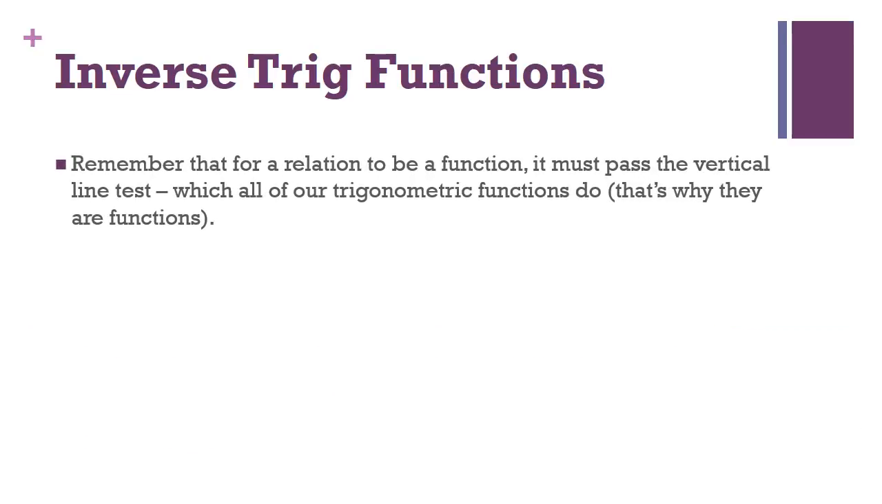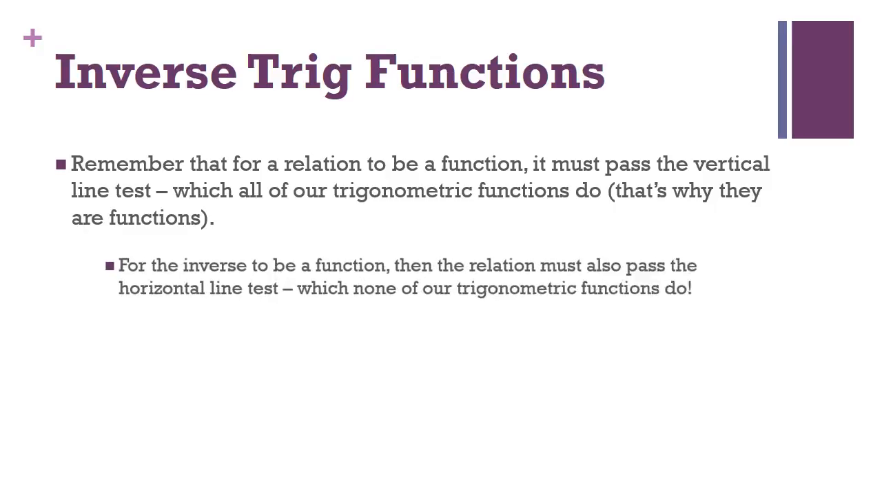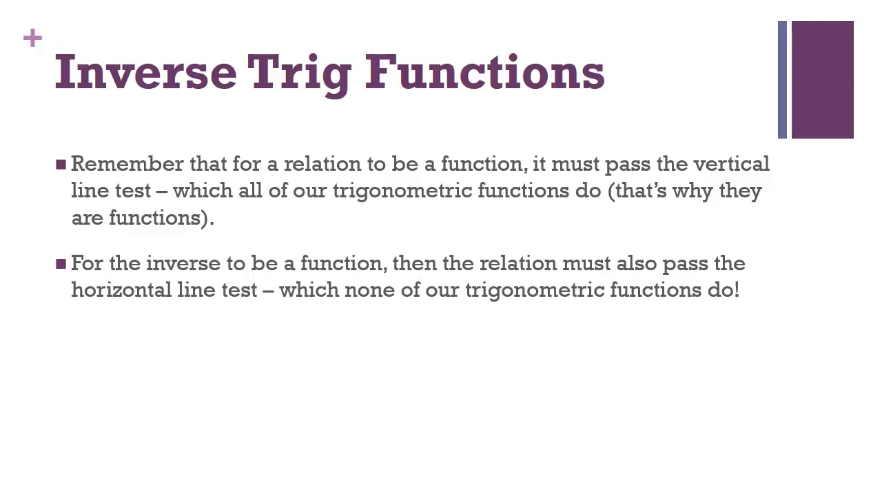Remember that a relation, in order to be a function, has to pass the vertical line test, which all of our trig functions do. That's why they're functions. However, for the inverse of a function to be considered a function, the relation must pass the horizontal line test, which none of our trigonometric functions do because they're periodic, so just by definition they can't.